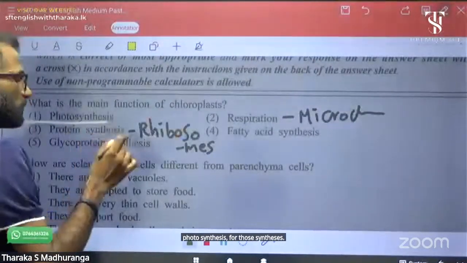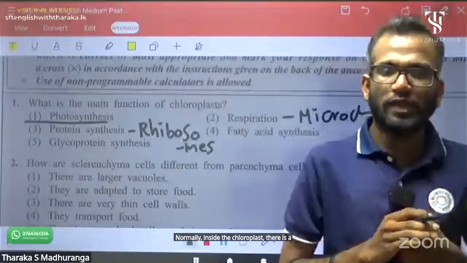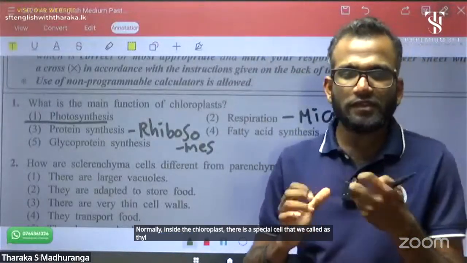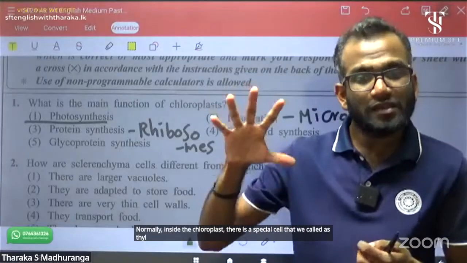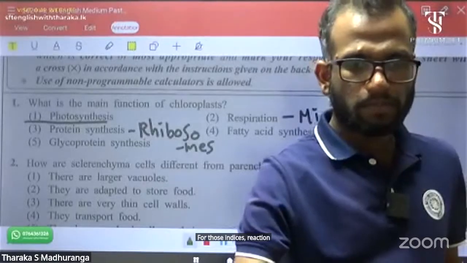Photosynthesis. Normally, inside the chloroplast there are special structures that we call thylakoids. The photosynthesis reaction takes place in the thylakoids. Remember, thylakoids.